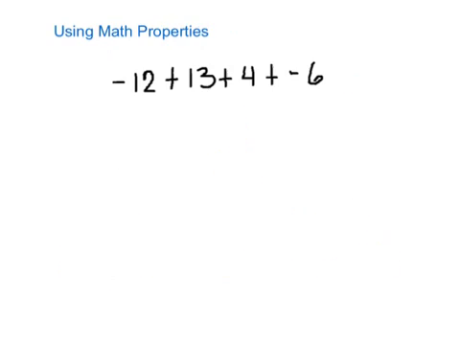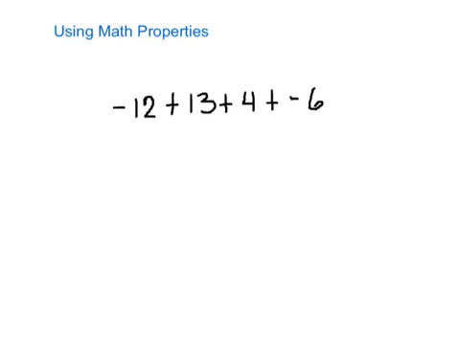Okay, so let's apply our properties now. Here's our first problem, negative 12 plus 13 plus 4 plus negative 6. We could work this problem in order from left to right, and we would get the correct answer, supposing that we did all our math correctly. But to give us a little edge, a little increased advantage, or help in getting the correct answer, we want to try to do it the easy way.